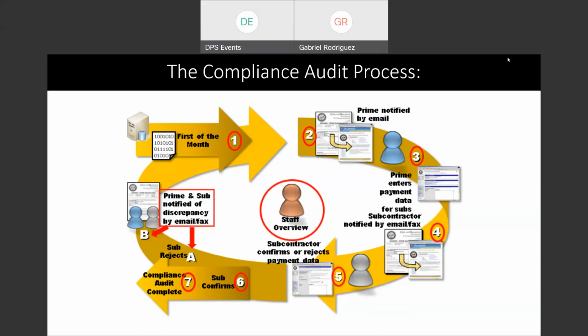At that point, the person who is the contact for that contract on behalf of the prime will log into the C2 system. Mind you, we're going to go step by step as to how this process works. They enter the payment data for the subs that subcontracted on this project to support the amount of pay that the prime received on step number 2. We're going to go through that process. This notification will go either by email or via fax.